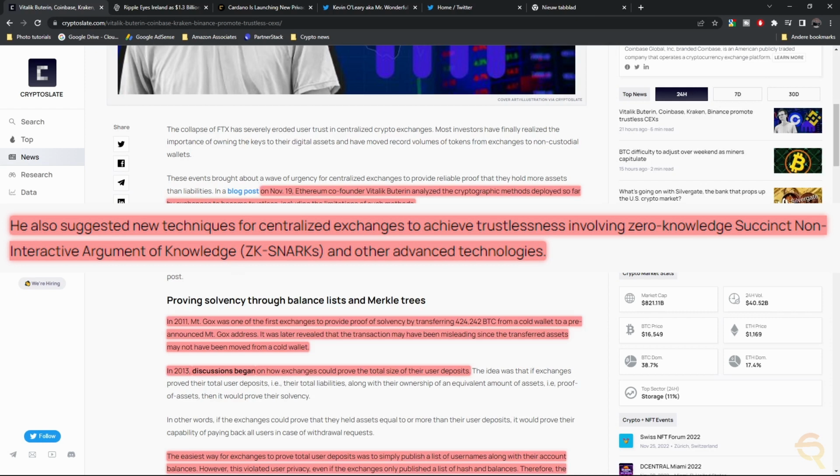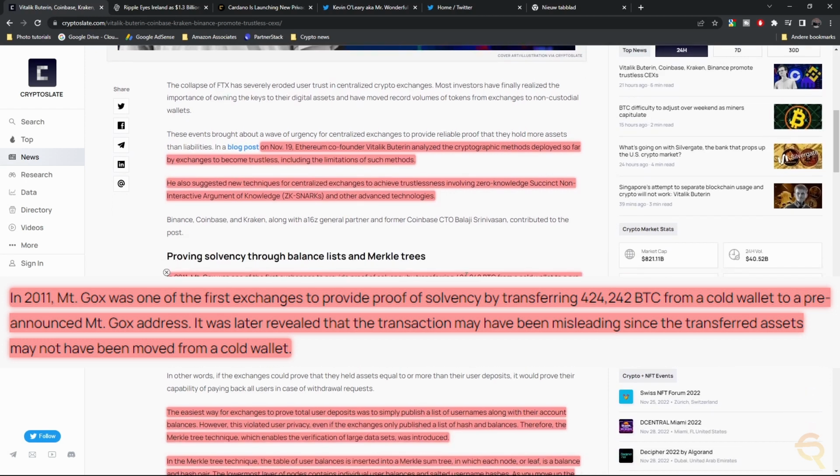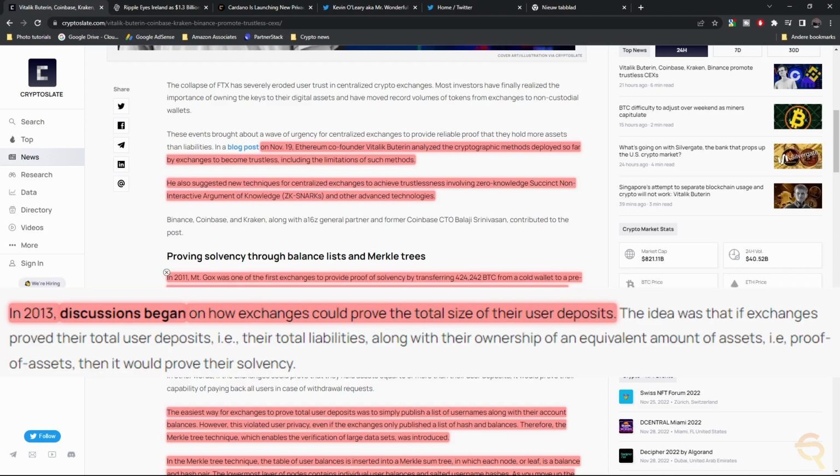and other advanced technologies. In 2011, Mt. Gox was one of the first exchanges to provide proof of solvency by transferring around 424,000 Bitcoin from a cold wallet to a pre-announced Mt. Gox address. It was later revealed that the transaction may have been misleading, since the transferred assets may not have been moved from a cold wallet. And then in 2013, discussions began on how exchanges could prove the total size of their user deposits.